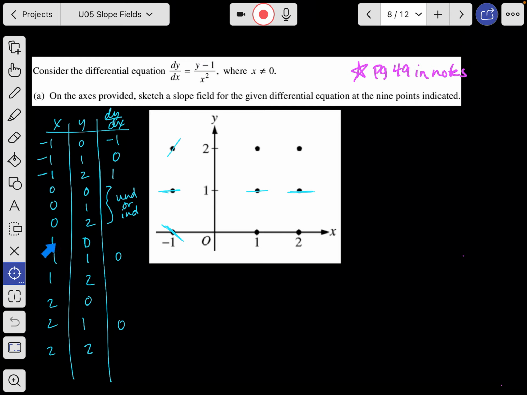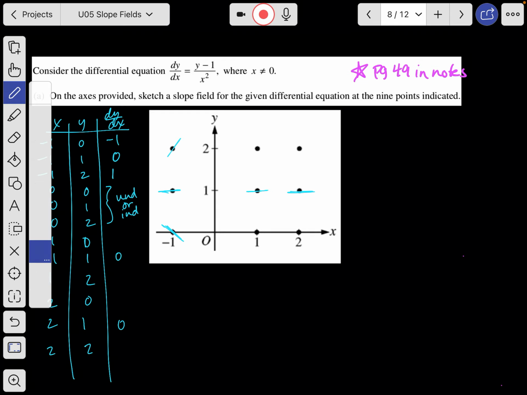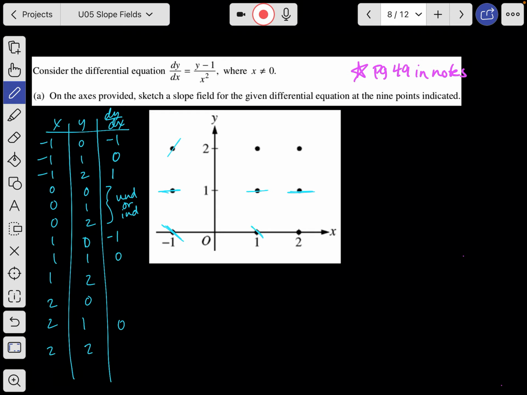So let's see. How about negative 1 right here? And for 1, 2, I believe that should be positive 1, and then 2, 0. So my denominator is going to be 4. My numerator is going to be negative 1, so negative 1/4.